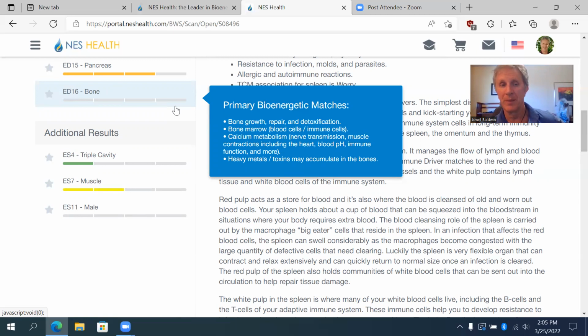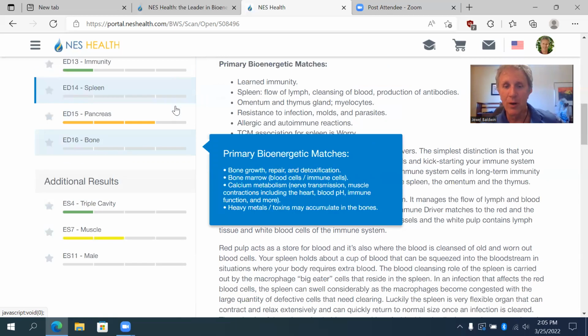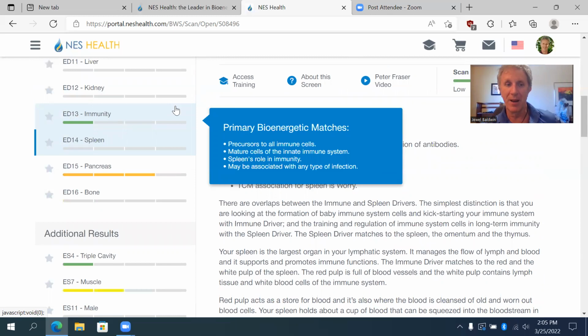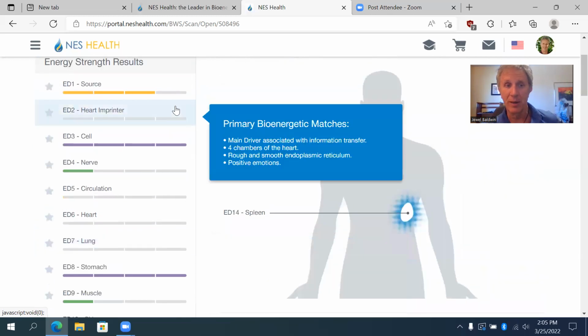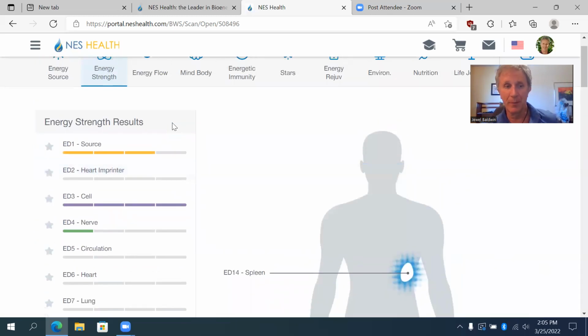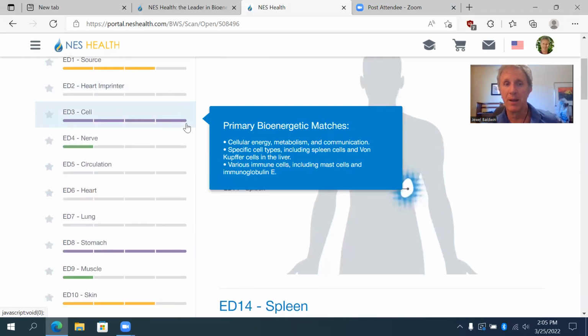in terms of priority. And again, with a scan, where do I start? What is my starting point? Right now, I can see from the first two screens, I need to go polarity, cell driver, and stomach. Those are my priorities.